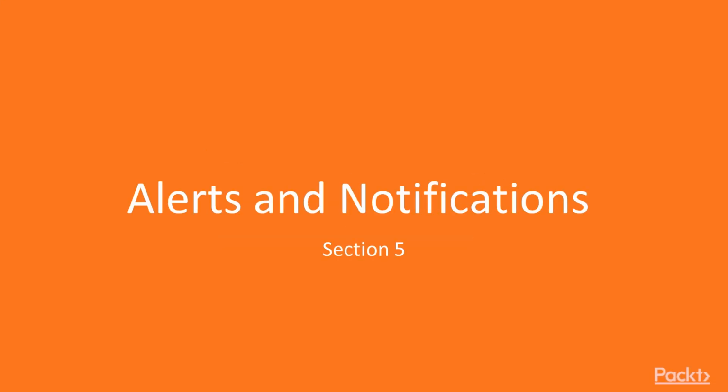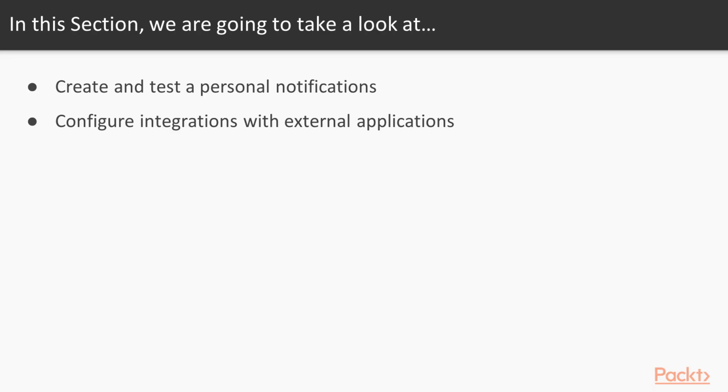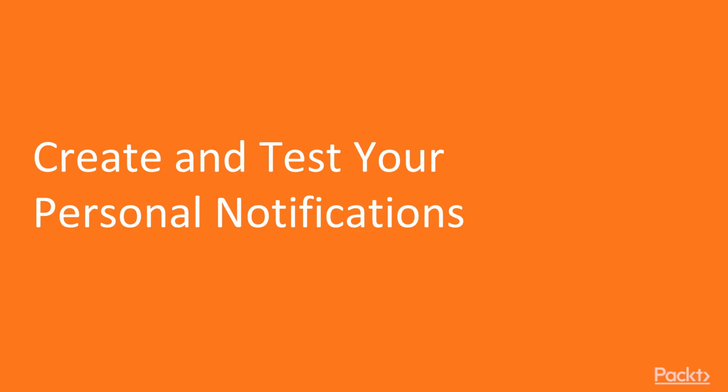Section 5, Alerts and Notifications. In this section, we're going to explore how to create and test personal notifications. Then we're going to move on to how we configure integrations with third-party external applications and get notifications from those third-party applications. 1.1. Create and test your own personal notifications.